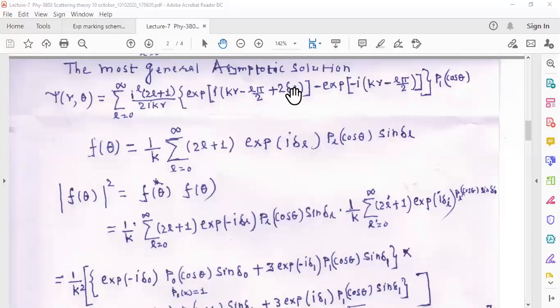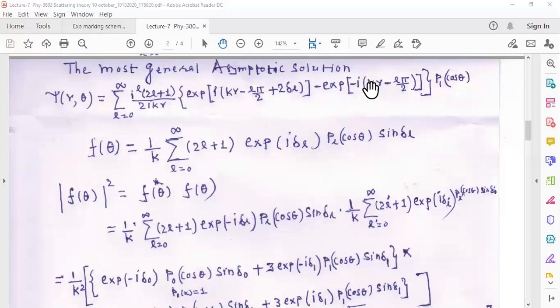Delta L is the phase shift, and I have already explained what a phase shift is. And here you see the phase of the incoming wave. It is kr minus L pi by 2. Look at that argument. When a particle experiences a potential near the origin of the coordinate system, where the target is located, then the effect of the scattering potential is to shift the phase of the outgoing wave. It is giving you a contribution of 2 times delta L.